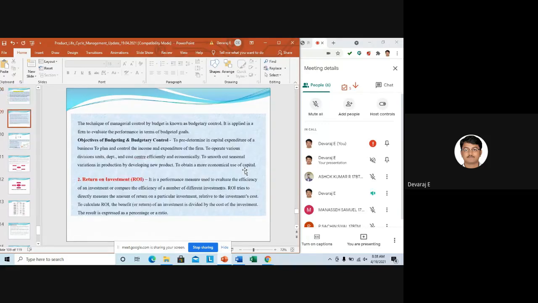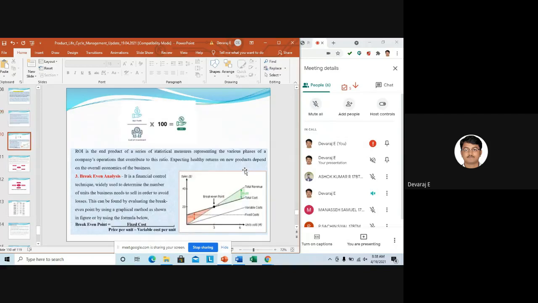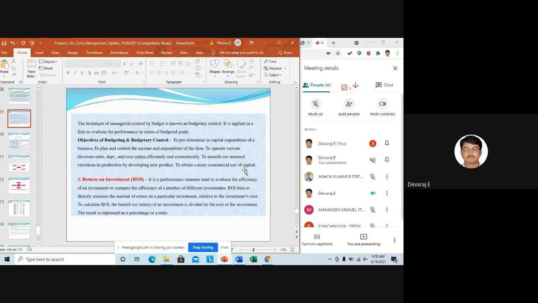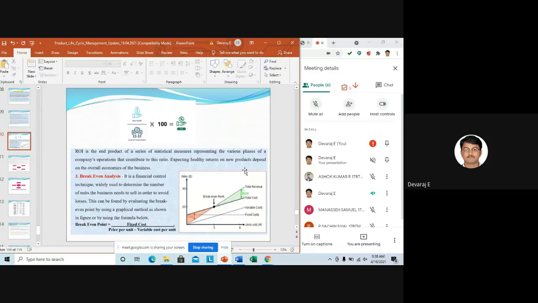Second is return on investment, and third is break-even analysis, which is very important. I have explained it in the previous class. If you need, I will share the recorded video so that you can look into that. These three are very important to control the finance in the company or organization and to meet the financial objective: budget, return on investment, and break-even analysis.